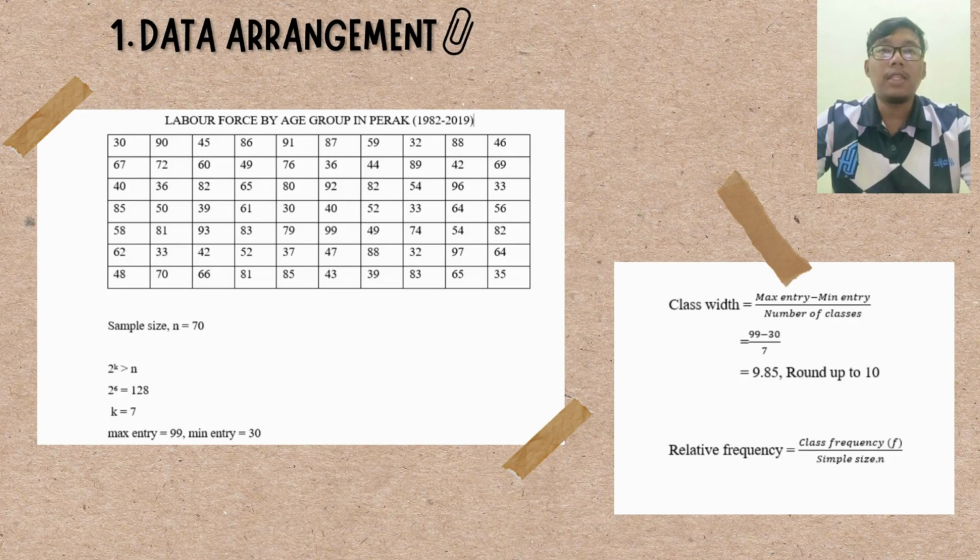To find the class interval, we use the formula: width equals maximum minus minimum, divided by the number of classes. Based on the data obtained, 99 minus 30 is 69, and 69 divided by 7 gives 9.85, which we round up to 10.